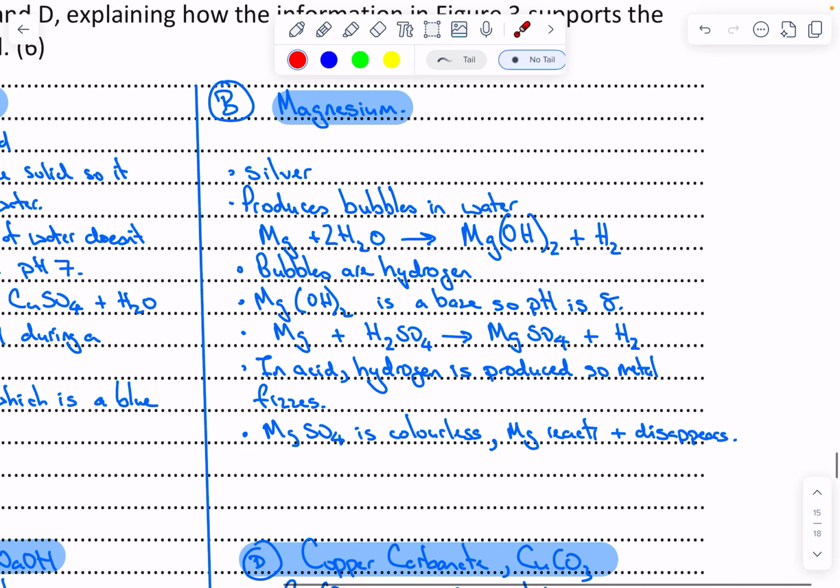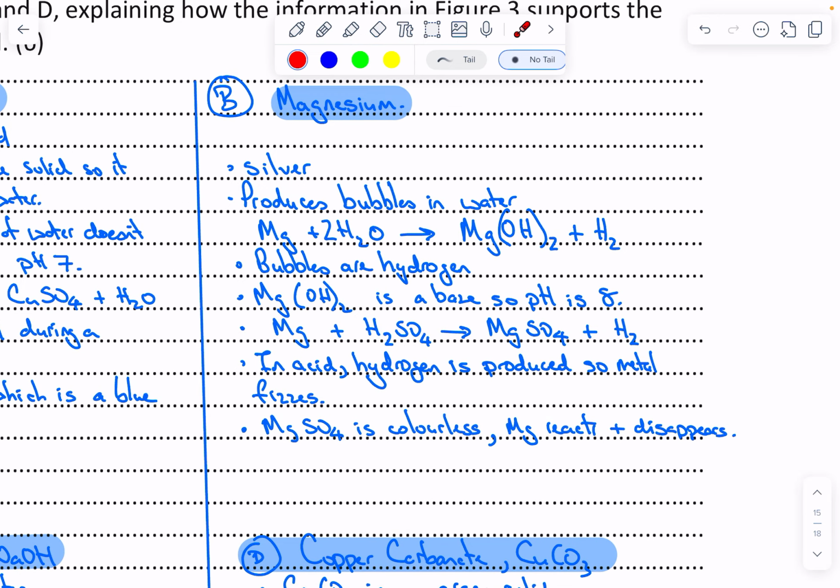Then we've got B. B we said was magnesium. So what makes it magnesium? It's silver. It produces bubbles in water, and I can show that through this equation. So magnesium plus water makes magnesium hydroxide, and then hydrogen is being released. Bubbles are hydrogen. The magnesium hydroxide is a base, so it's slightly soluble. And that means its pH is 8, but it's only very slightly soluble because bases don't really dissolve very well.